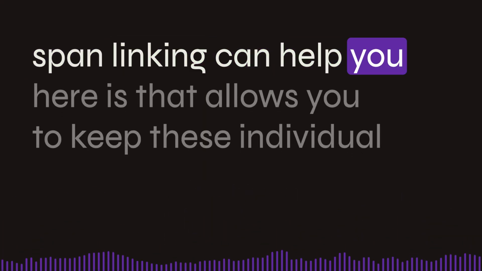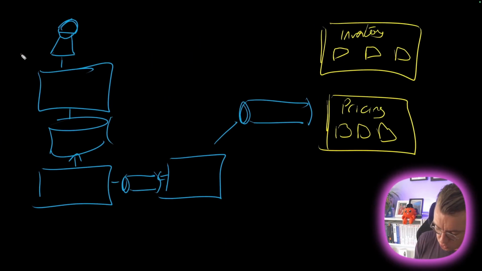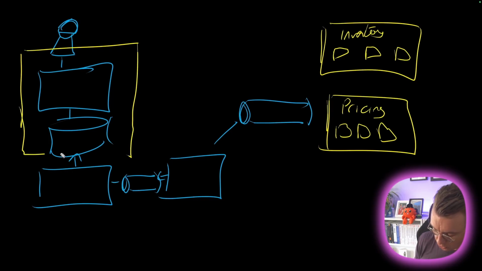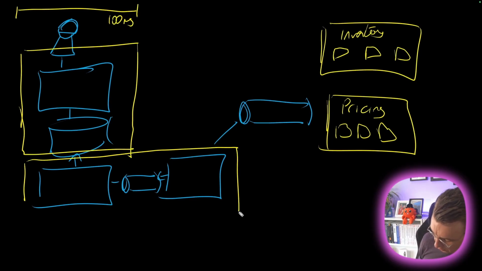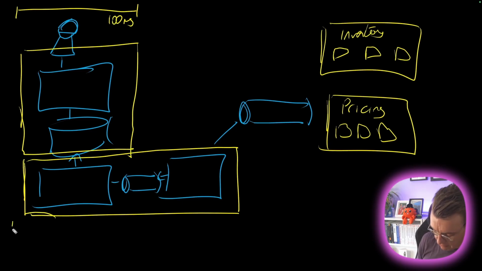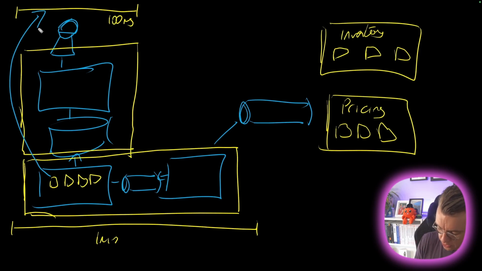How span linking can help you here is that it allows you to keep these individual pieces of the system completely independent, because you could create one trace here just for that initial HTTP request. That would give you a trace that was 100 milliseconds that encapsulated that initial HTTP request. And then you could maybe create a second trace for the outbox processing here. And maybe that trace takes a minute, maybe 2 minutes, 3 minutes, maybe there are 10 messages or 100 messages waiting to be processed. It doesn't really matter. You've got an independent trace. But for each of the individual messages that get processed in the outbox, you can link that back to that original trace.